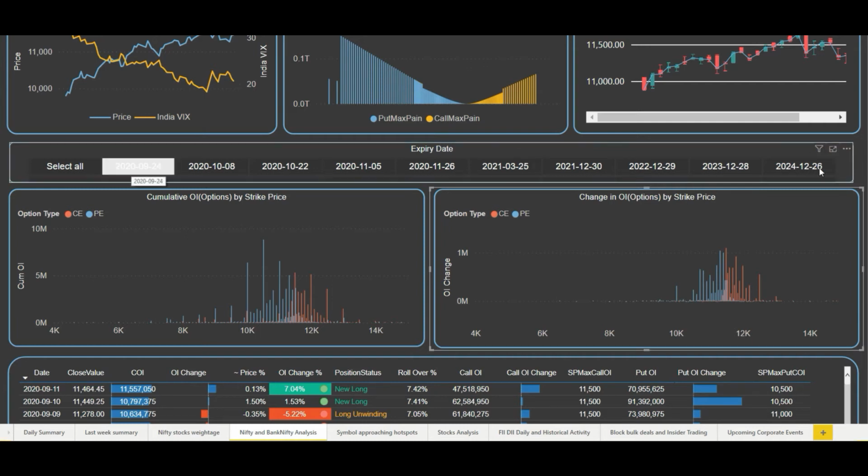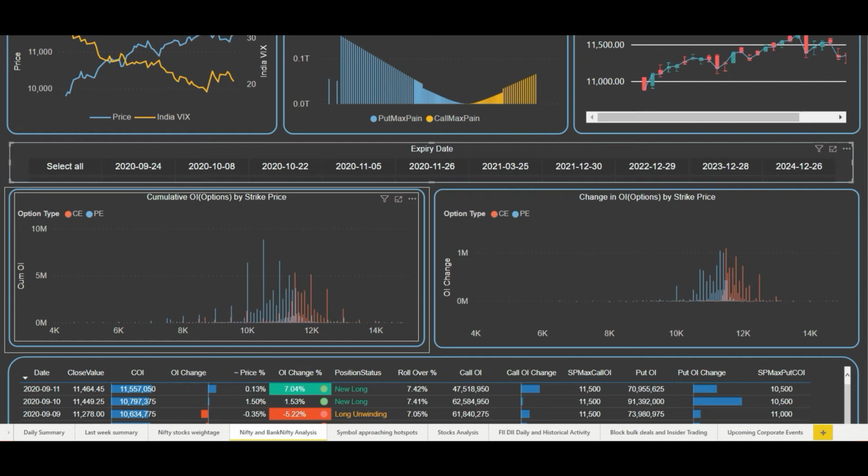Now you can see this particular filter on dates. This is actually the filter based on the weekly expiries. As I mentioned, both these charts are based on the cumulative open interest of all the expiries in the future, right? So there could be many weekly expiries in which the liquidity is going. So we have shown the cumulative open interest. But if you want to see the open interest on a particular weekly expiry, you can select that particular weekly expiry.